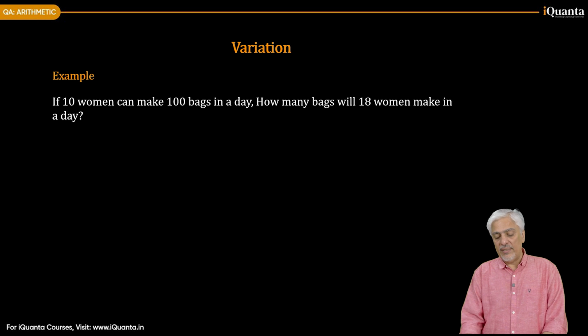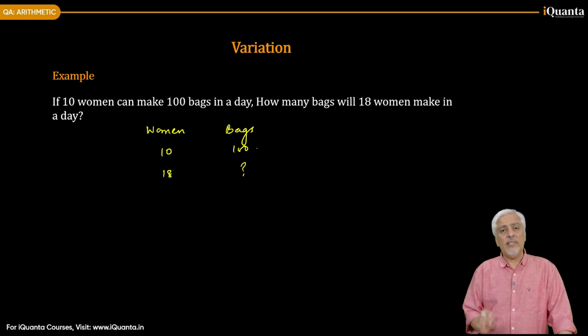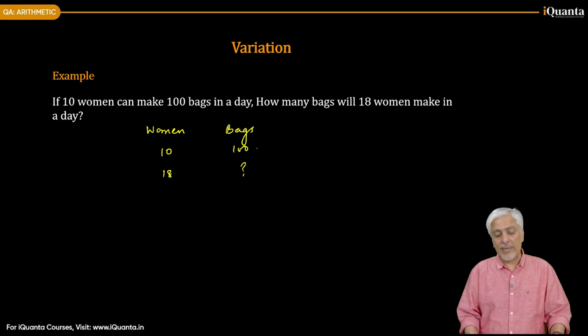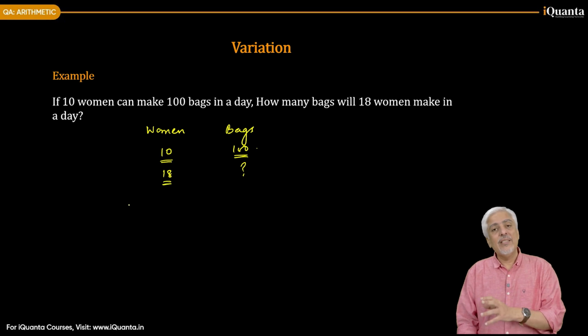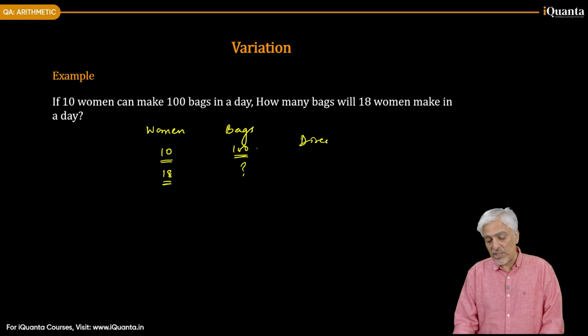If 10 women can make 100 bags in a day, how many bags will 18 women make? First thing you should know in this is whether the question is direct variation or inverse. You have to ask yourself that in the mind. If 10 women are making 100 bags, then if I have more women making the bags, will they make more bags or less bags? They will obviously make more bags. So I know it is direct variation.